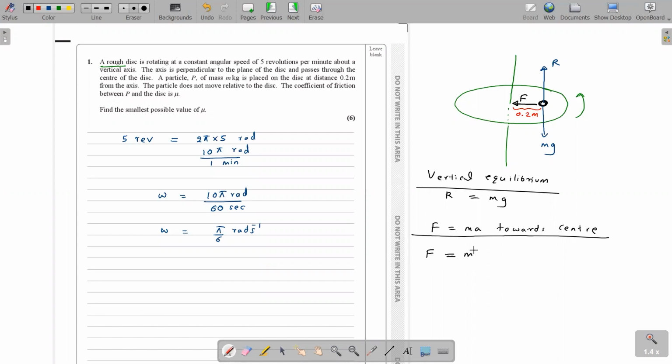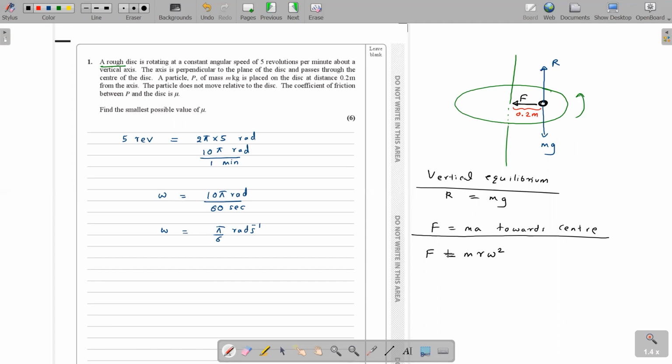So when it comes to centripetal acceleration, we have a few equations, right? r omega square and v square over r. So which one do we use here? We'll go for the one with the omega, right? Centripetal acceleration is r omega square.